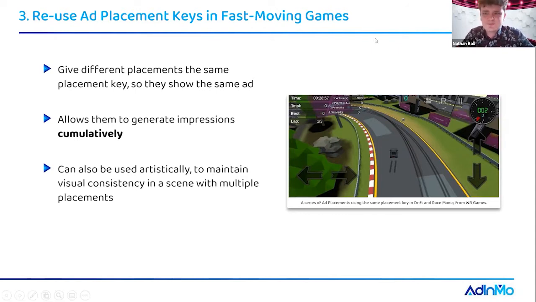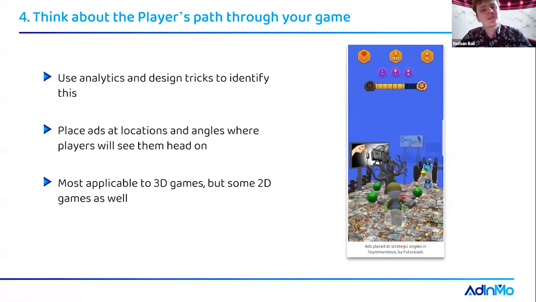This is really important actually in a lot of games, because there are a lot of fast-moving mobile games, endless runners, driving games, etc. And oftentimes you need to employ this tip to generate a good number of impressions. There is also an artistic application for this. If you just want visual consistency and coherence across your game, you can give them all the same placement key, and it's guaranteed that they'll all show the same ad. If that's something you're looking for, you can achieve it with this as well.